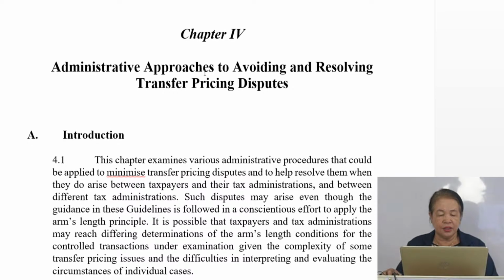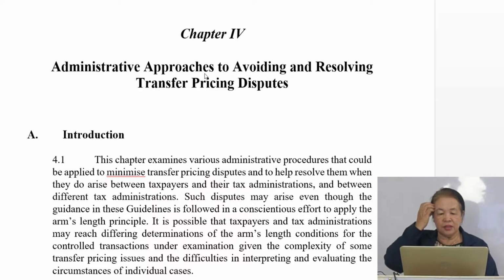So, we start with Chapter 4, which is the administrative approaches to avoiding and resolving transfer pricing disputes, and how the OECD deals with these disputes. For some international organizations, the disputes are settled voluntarily. We're fond of voluntary arbitration, and even our courts recognize its importance, where both parties agree first before bringing the case to court, so that it is faster.